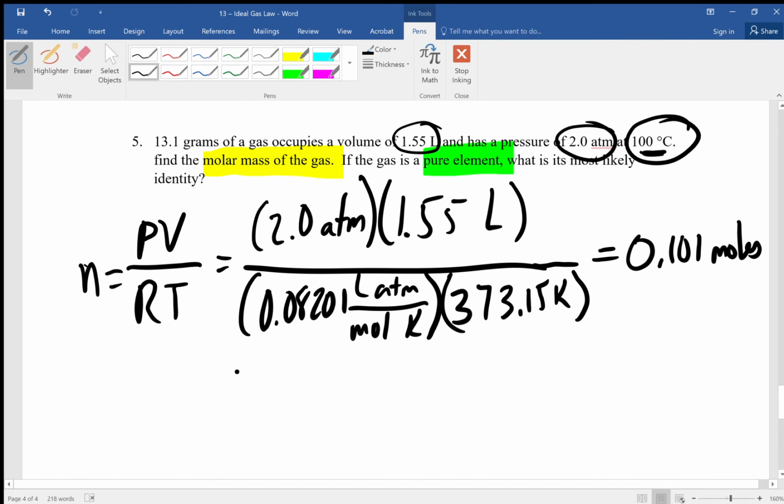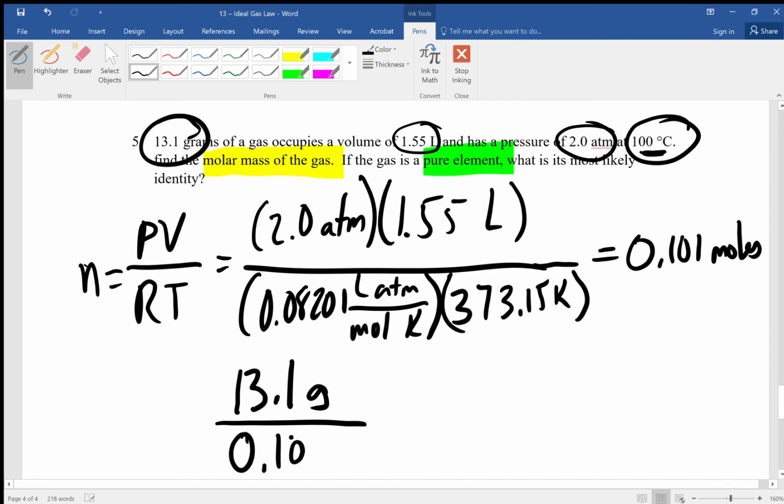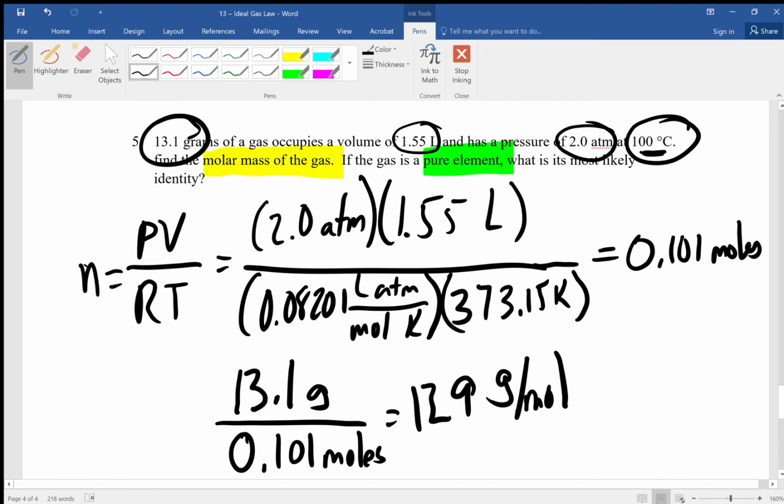Recall then that all we needed to do to find molar mass was take the mass, which is given in the problem, over the number of moles, and we get a molar mass of 129 grams per mole. And then you would just need to look on your periodic table to figure out what element that is. And so what element has a mass of 129 grams per mole? So that is the approximate mass of xenon.